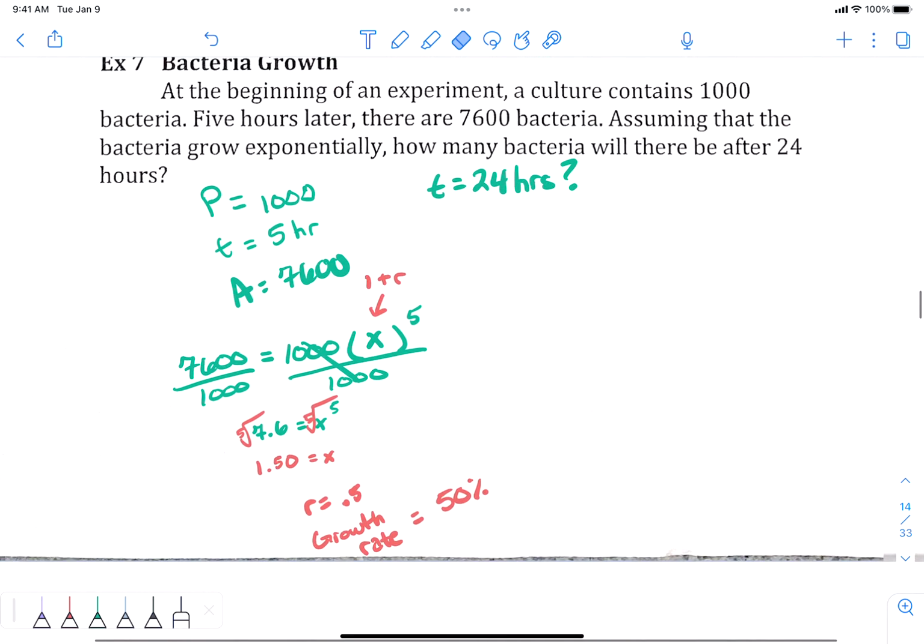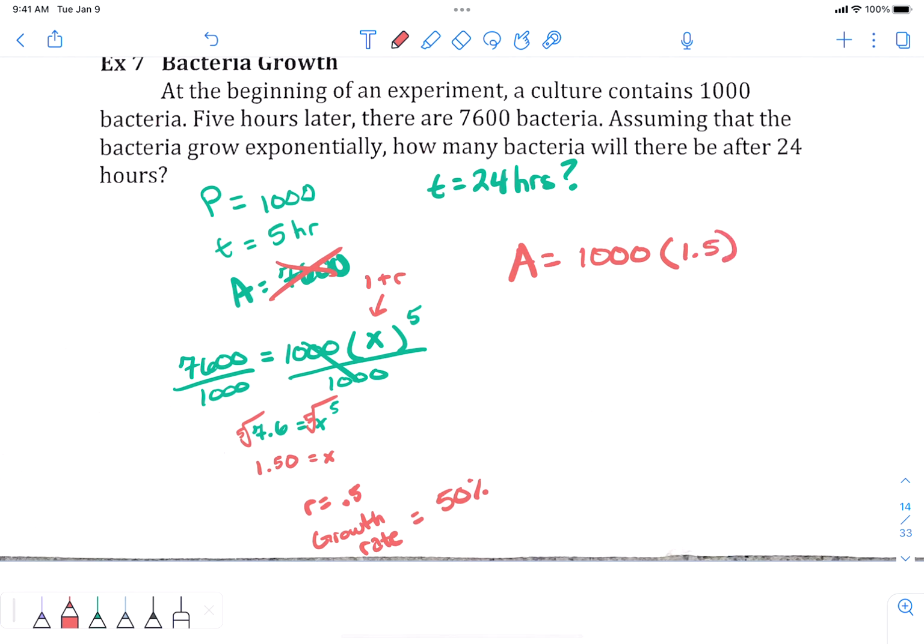All right, now that doesn't even answer the question. We want to know how many there are after 24 hours. So if our growth rate now we know is 50%, we can go ahead and just write the equation out. So we don't know the after amount. It's not 7,600 anymore. We don't know after, but we do know we're still starting with 1,000. Our number inside of here is 1.5, right? 1 plus 0.5 or 1.5. And we want to do to the 24th power, okay? How many do we have later?